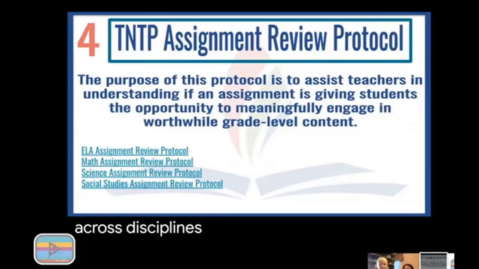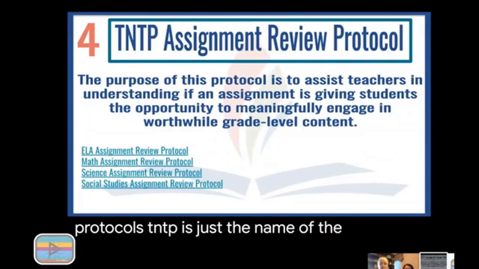All right, thank you all. So I'm going to talk a little bit about the assignment review protocols. TNTP is just the name of the group that publishes these.